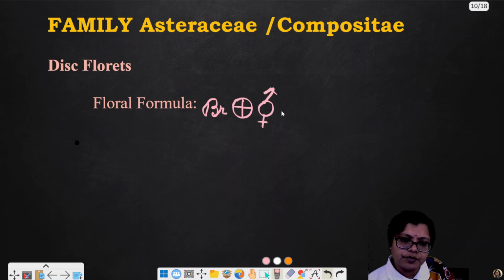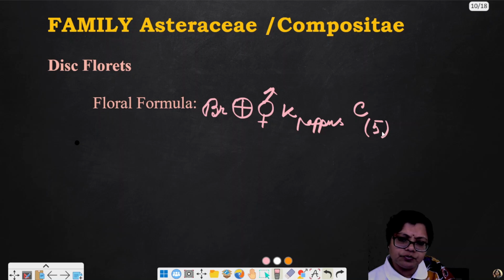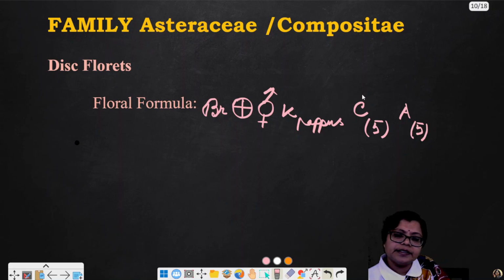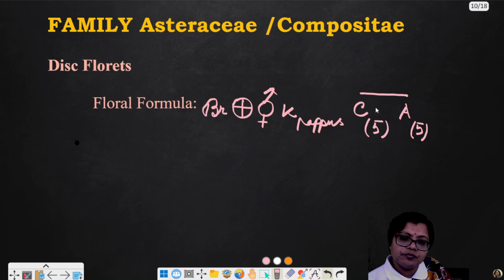Sexuality, bisexual. Calyx represented by K, and here it is pappus. Corolla, how many? 5 for disc floret, tubular type, united. So within bracket we have to write 5. Androecium, how many? 5, and that are united, syngenesious. Not only that, one more unique feature, that is epipetalous. That means the stamens are attached with the corolla. So the terminology we use, that is epipetalous. Okay. And gynoecium, how many? 2 carpels that are united. So we have to write the number within bracket. That means united, and it is inferior ovary.